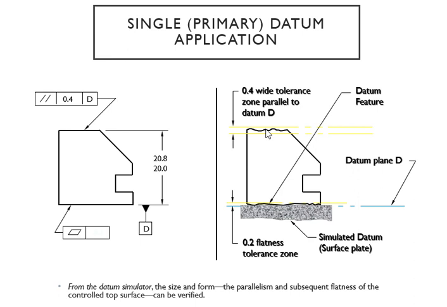Then we're going to call another one, which is your parallelism. It's got to stay within a 0.4 tolerance zone. Yeah, so the surface has got to stay in between those two lines. And that's acceptable for verification purposes.